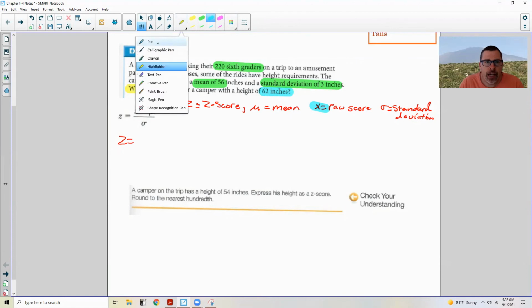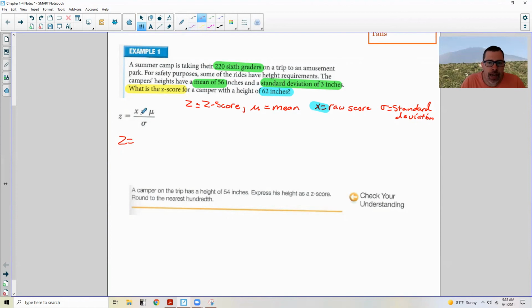Okay. So now it's just a simple substitution problem. Z is what we're trying to find. X is the raw score, which is 62, minus mu, which is the mean, and the mean is 56, divided by sigma, which is the standard deviation, which is 3 inches. So there's our formula filled out. Now we just simplify. 62 minus 56 is 6 divided by 3, and that simplifies to 2. So the Z score equals 2. That wasn't so bad. So now check your understanding. Pause the video, see if you can do this. Come back and see how you did.